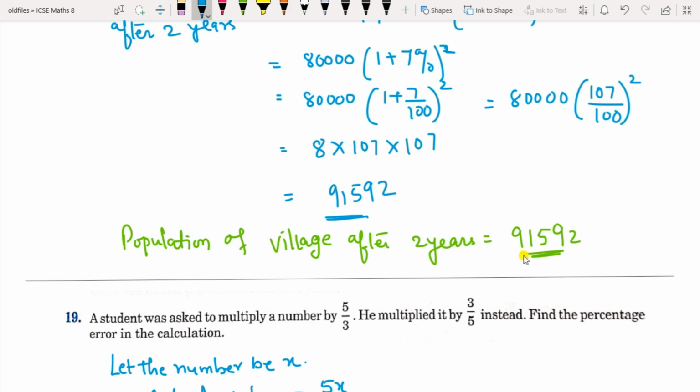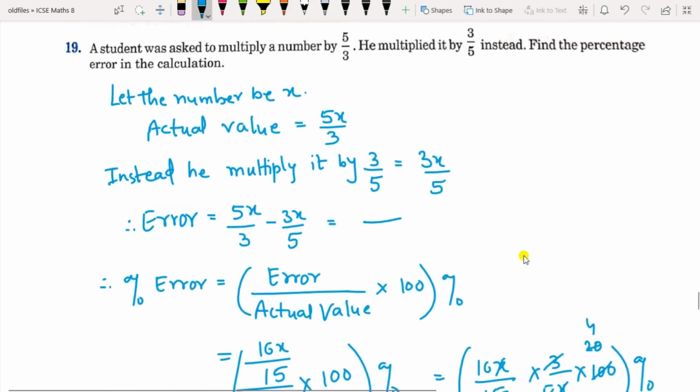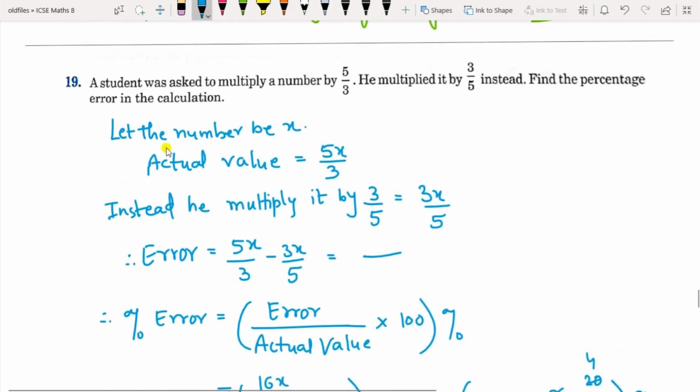Next one here is 19th question. A student was asked to multiply a number by 5 by 3. He instead multiplied it by 3 by 5, did an error. Find the percentage error in the calculation. So let the number be x. So actual value, if we multiply the number by 5 by 3, it will be 5x by 3. But instead he multiplied by 3 by 5. So the value becomes 3x by 5.